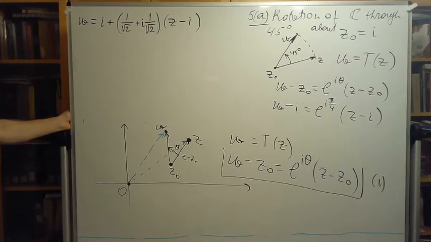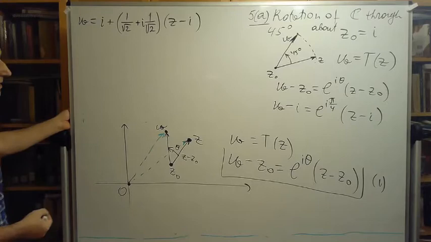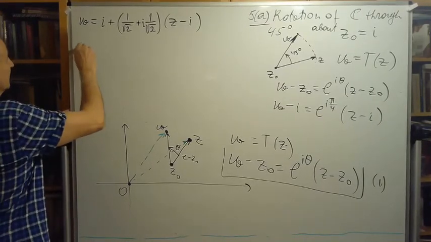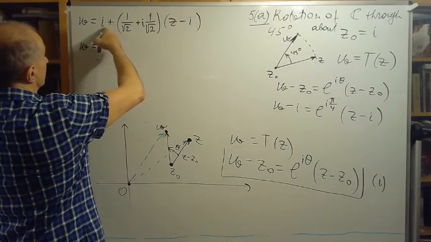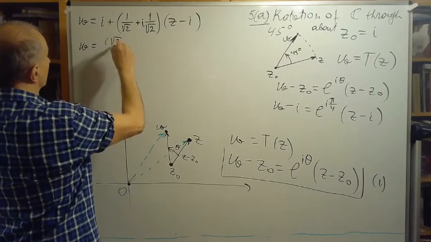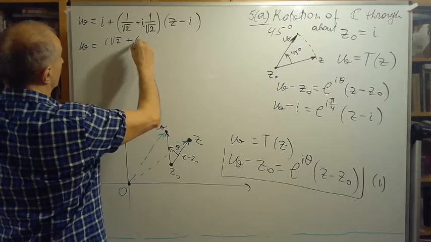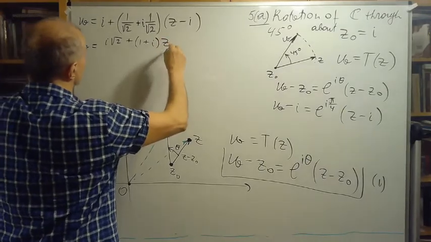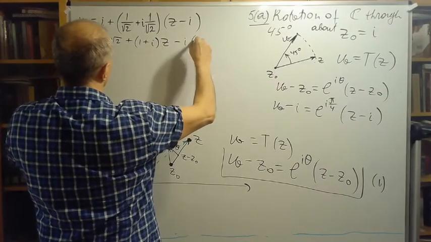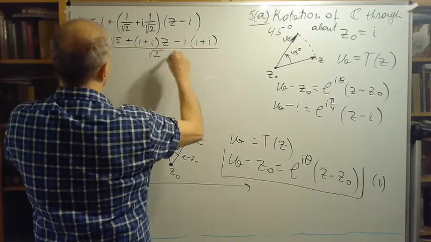We can maybe simplify it, work on it a little bit more and obtain the same expressions I have in the textbook after a very long and confusing explanation. Don't even read it. So I will say W equals, I will bring to common denominator and multiply i by root of 2: i root of 2 plus 1 plus i multiplied by Z minus i multiplied by 1 plus i, and divided by root of 2.